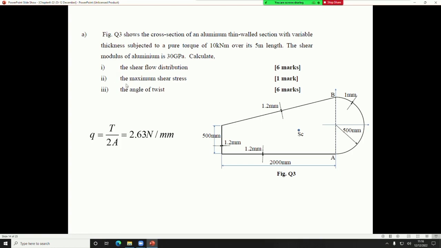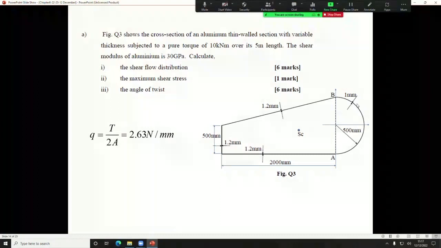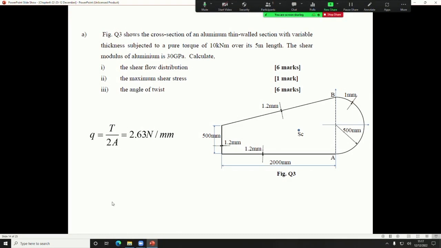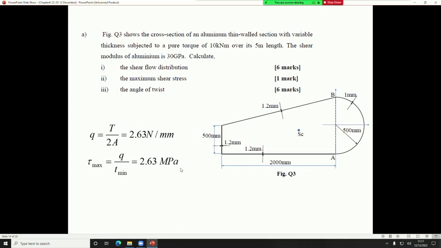The next requirement is to find the maximum shear stress. The maximum shear stress for a single cell always occurs in the minimum thickness. So I'm not going to waste my time in the exam doing it for all the thicknesses. For a single cell, I look at which one is the thinnest one. Obviously here is the thinnest one, 1 millimeter. So q divided by t min gives us 2.63 megapascals.